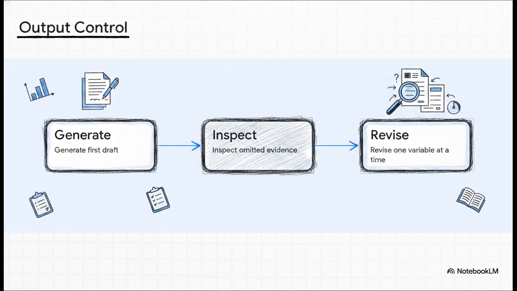And finally, workflow 4 is generate, inspect, revise. This one is primarily used for controlling complex outputs, like when you're making finalized reports or slide decks. You generate the first version using that clear output contract we talked about. But, and this is key, you do not stop there. You then inspect that draft for omitted evidence or structural weaknesses, and you revise it one variable at a time. Think about it. If you change the audience, the tone, and the source selection all in one brand new prompt, you're never going to know what actually fixed the output.